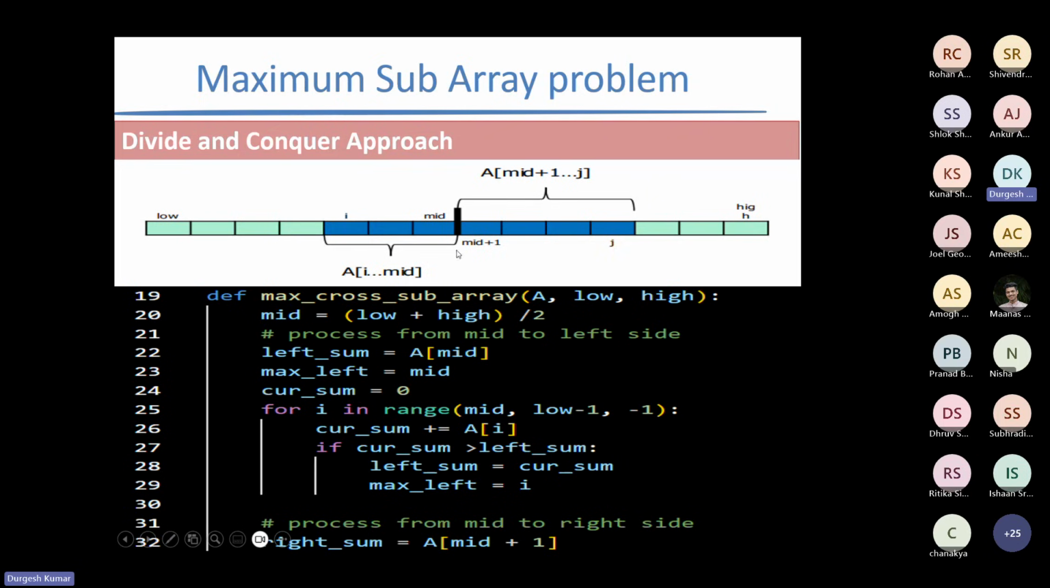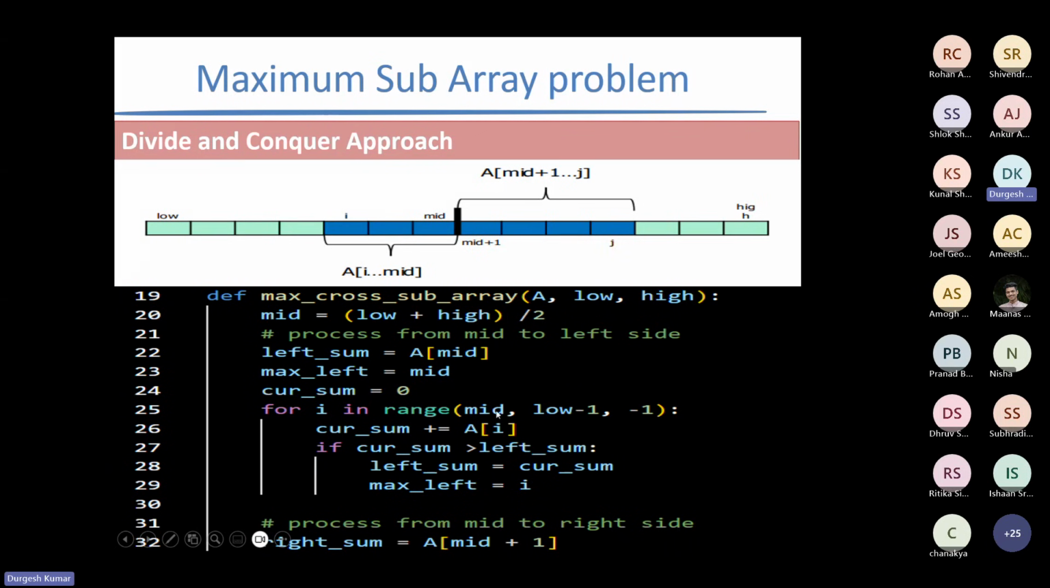We will first calculate the maximum sum possible on the left side. So mid equals low plus high by 2, left sum equals A[mid]. It means that we will always take the middle while calculating the cross sum. So left sum will always contain the middle, so left sum is initialized at A[mid]. Max left, how much to include, is initialized with mid. Current sum is 0.